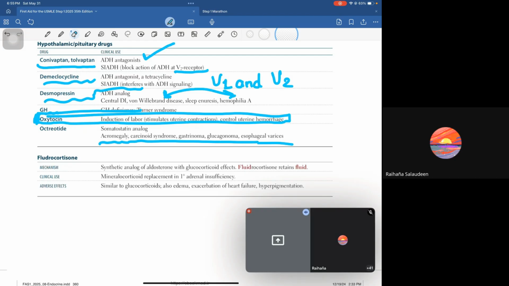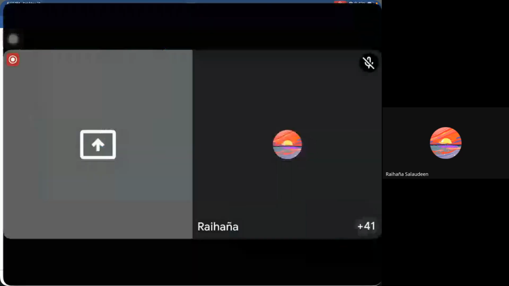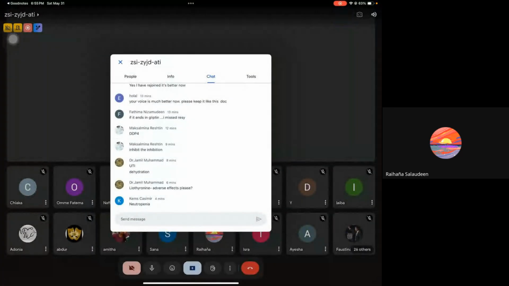Why? Why don't we use fludrocortisone in secondary and tertiary adrenal insufficiency? Anyone?